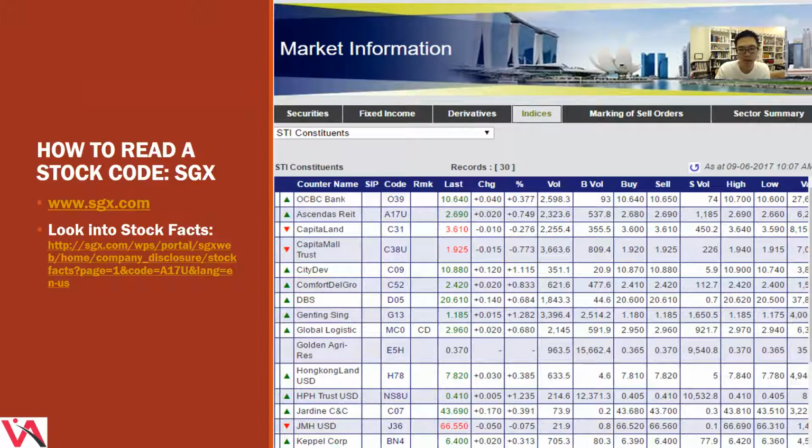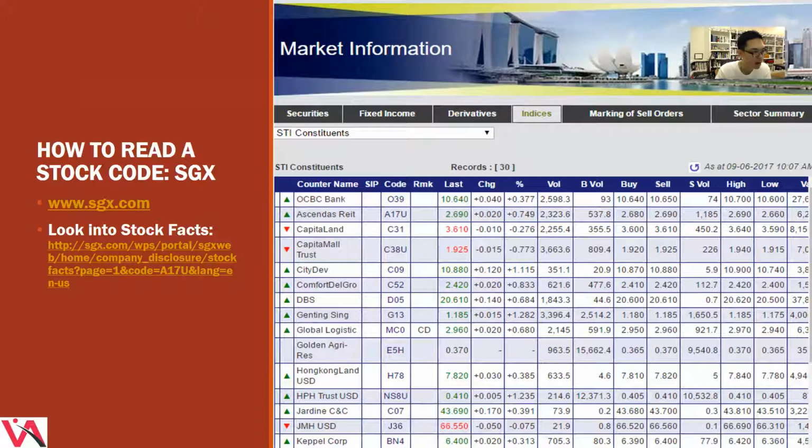The difference between the buy price and the sell price, or you might call it the bid price and the ask price, is what we call the spread. So when you look at the first example, OCBC, with a bid price of $10.64 and a sell price of $10.65, you can say that the spread is just 1 cent, which means that the stock is quite liquid. It's not a big issue if you want to buy and sell it.